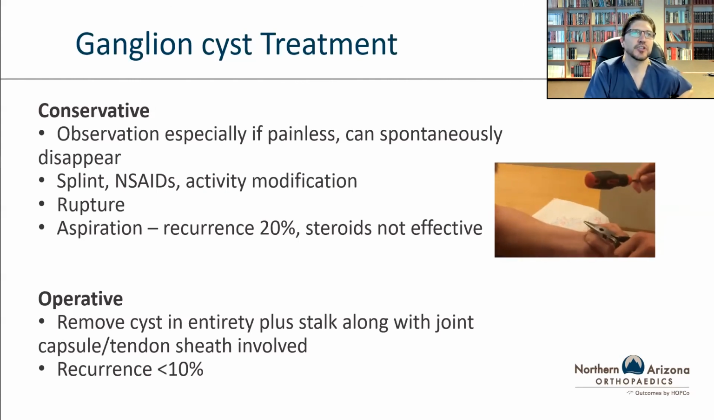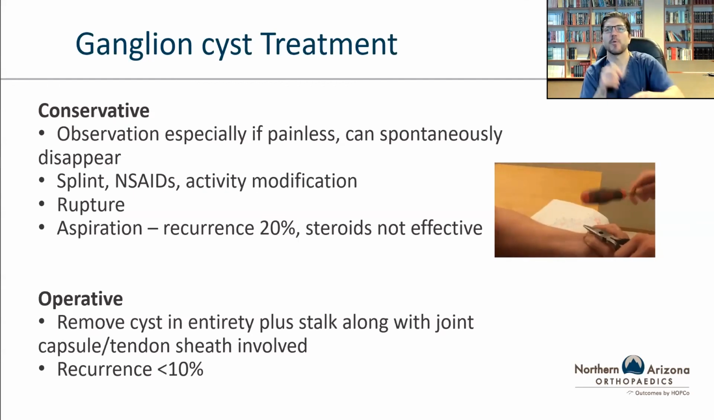For the mainstay, these are treated conservatively if they're painless, as they can spontaneously go away. Splinting, anti-inflammatories, and activity modification are useful. Sometimes in decades past, they would say just take what you call a Bible to it and rupture it by snapping it. The problem with that, as well as aspiration, where we put a needle into it and take the fluid out, is that these tend to recur. Recurrence with aspiration can happen probably more than 20% of the time. That's what's listed in some of the literature.